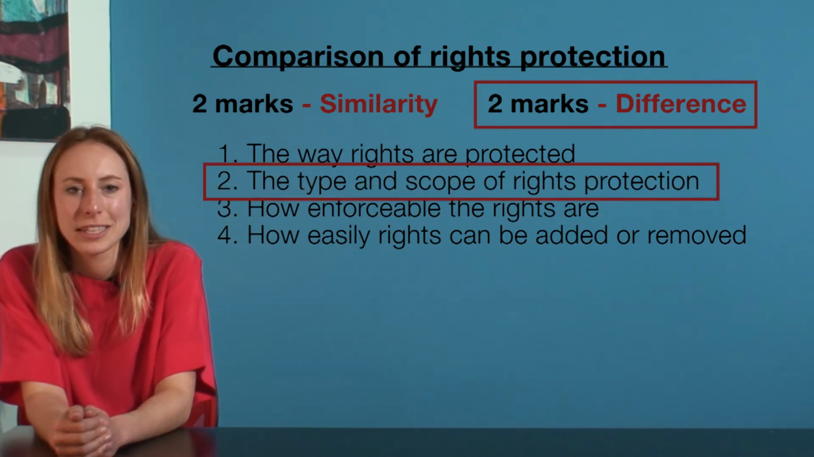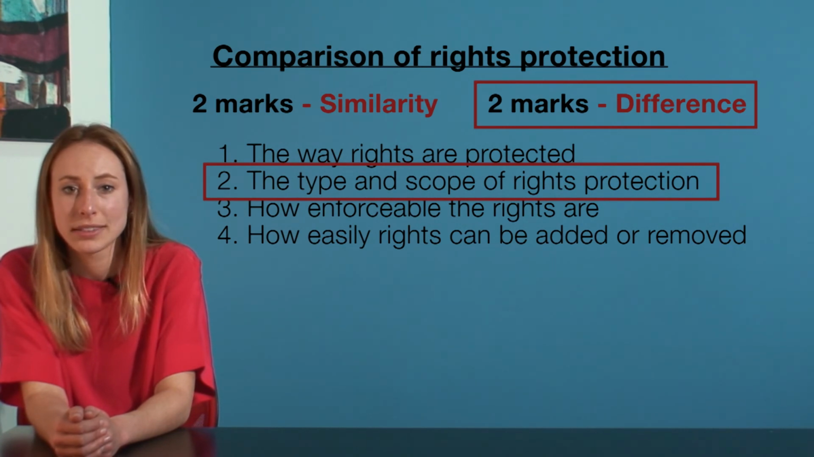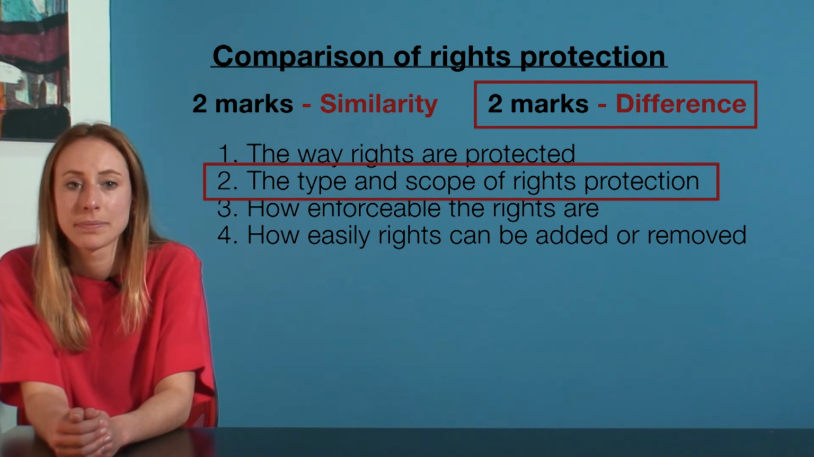However, the types of rights protected differ greatly between Australia and the USA. Australia's list of constitutional rights is small. There are only 5 express rights, which aren't worded as rights, but rather as restrictions on federal government's lawmaking power. This includes very specific rights, like freedom of trade between states.